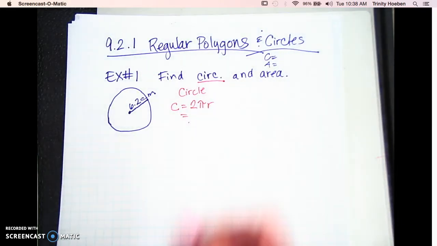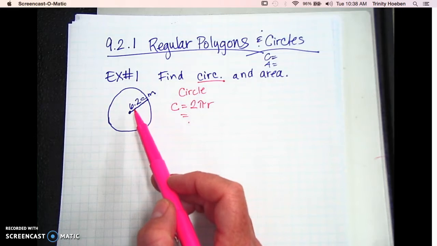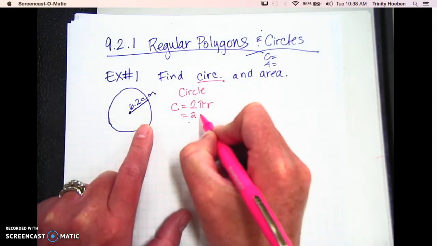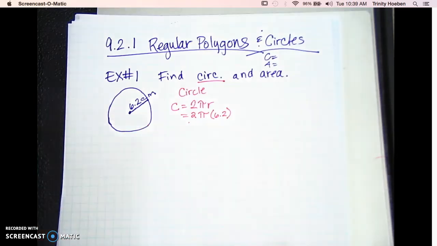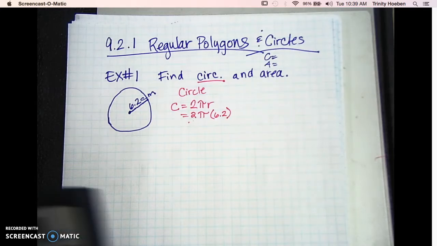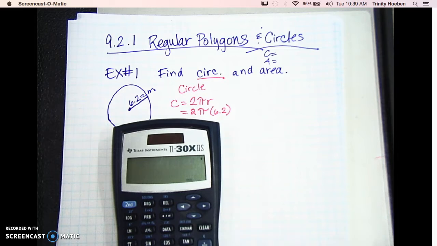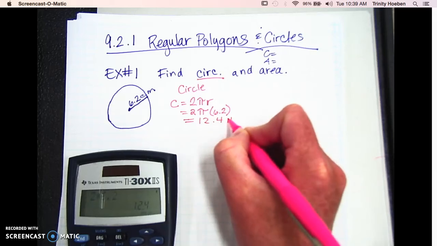The next step I'm going to do is substitute in the values that I know. The only value that they give you on a circle is either the radius or the diameter. So in this case, I'm going to say 2 times pi times 6.2. And then I'm going to take my calculator and simplify all the numbers that I see there. So leave the pi alone for just a second and multiply 2 times 6.2 and you get 12.4. So this is equal to 12.4 pi.